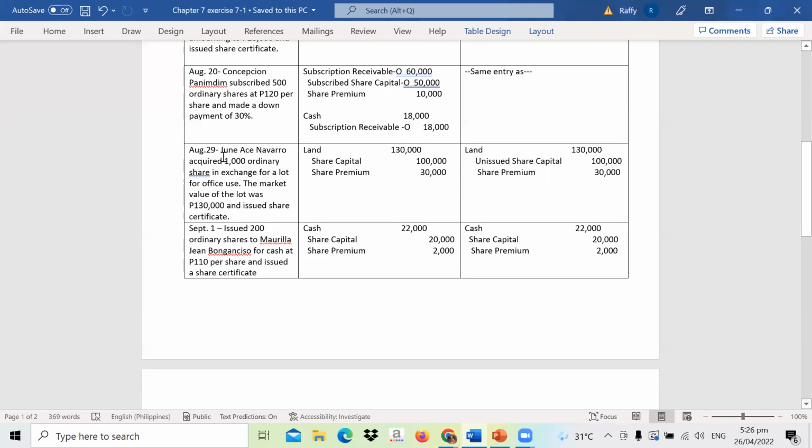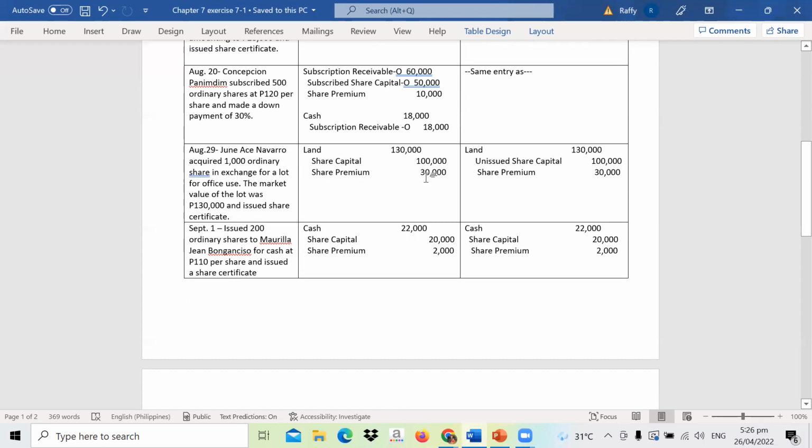Now, in this case, we're given the fair value of the land. So that is why you will record this transaction based on this value, 130,000. Now, the excess will be treated as share premium. So this will be your entry. You debit land, 130,000. This is under the memorandum entry method. Credit share capital, 100,000. How did we compute the credit to share capital in the amount of 100,000? That's 1,000 times 100 par value. So that's 100,000. The excess, which is 30,000, will be recorded as share premium. Again, the old term for this one is additional paid-in capital.